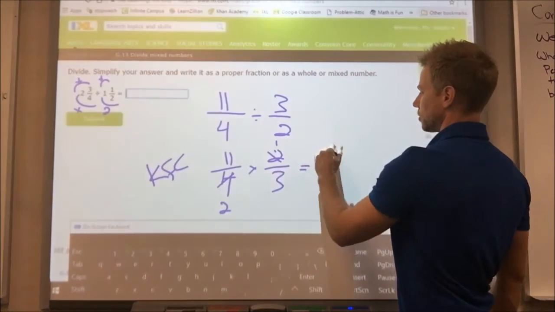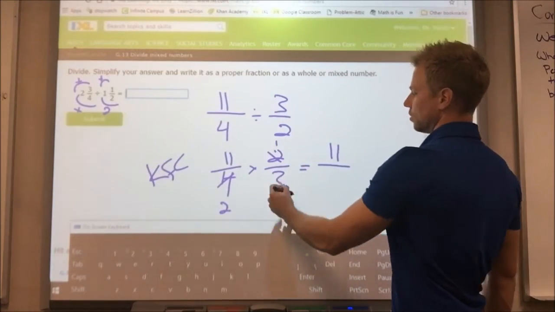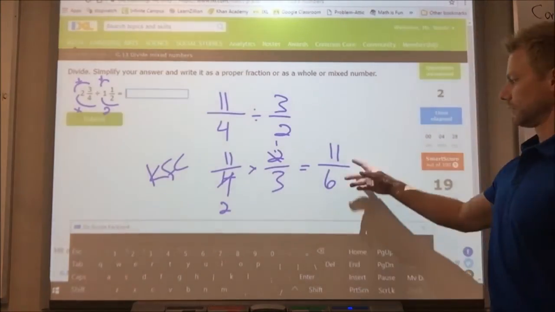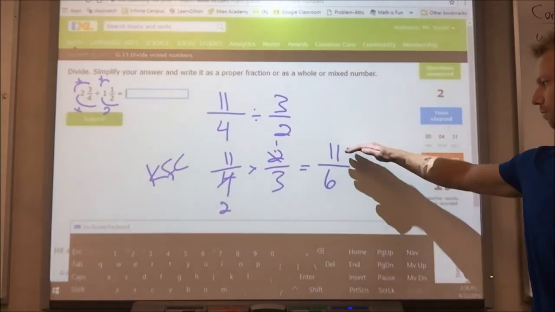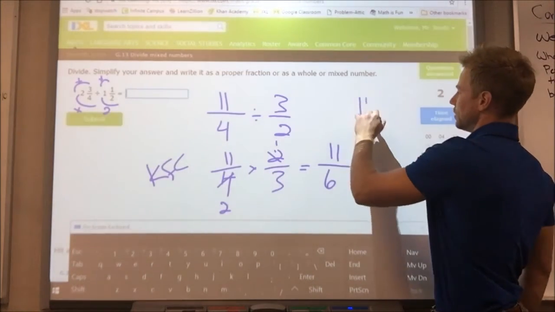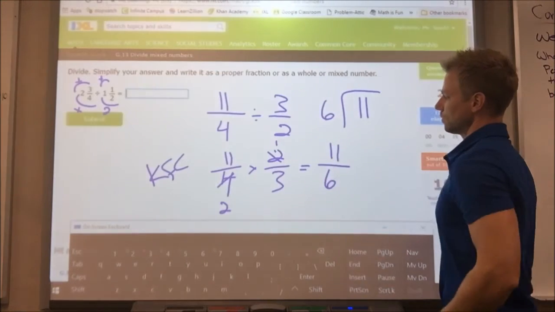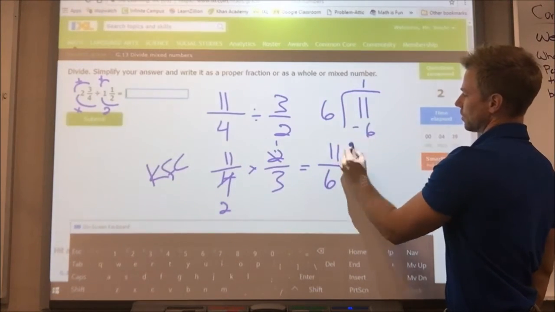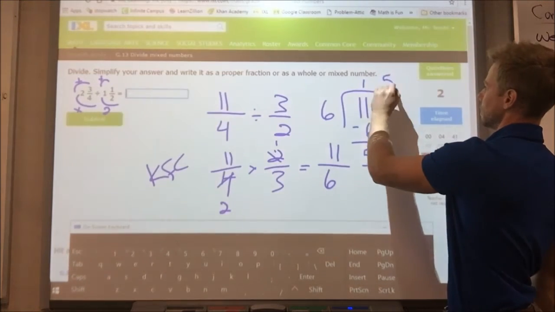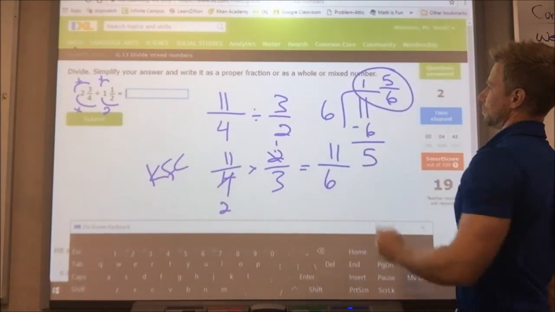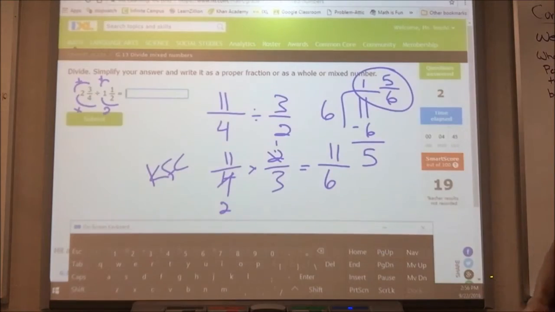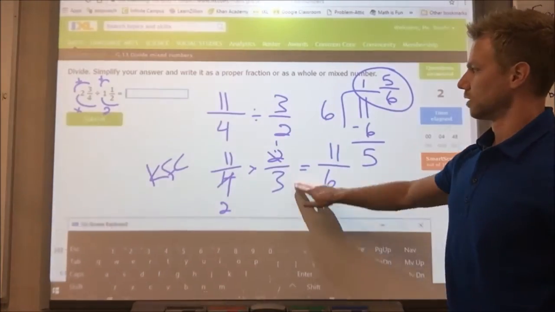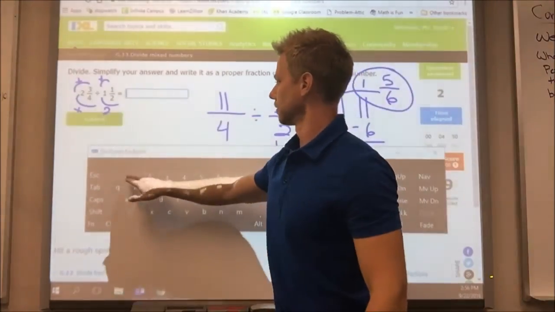So then I multiply across. 11 times 1 is 11. 2 times 3 is 6. That is improper again because the bigger number is on top. So I need to divide. 6 goes into 11 once. 1 times 6 is 6. Subtract, I get 5. 5 out of 6. So it'd be 1 and 5/6 would be my final answer.